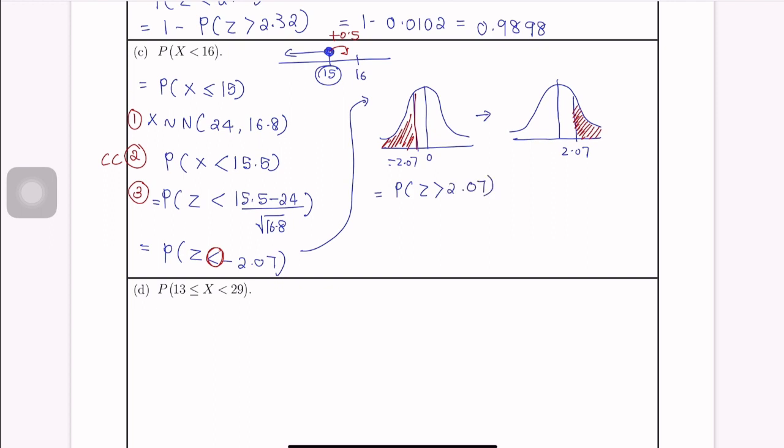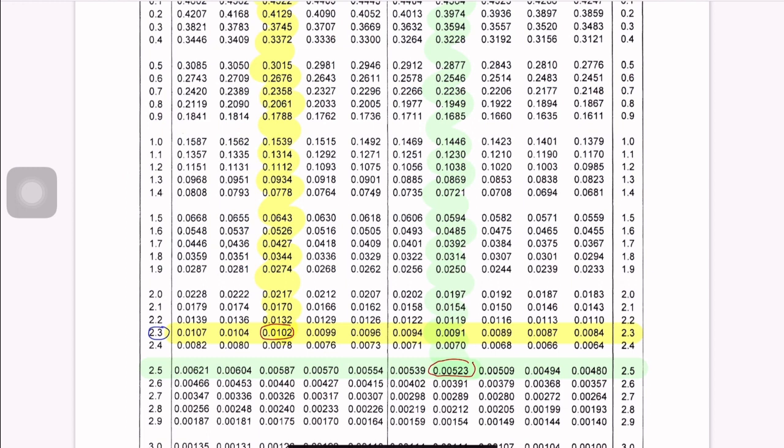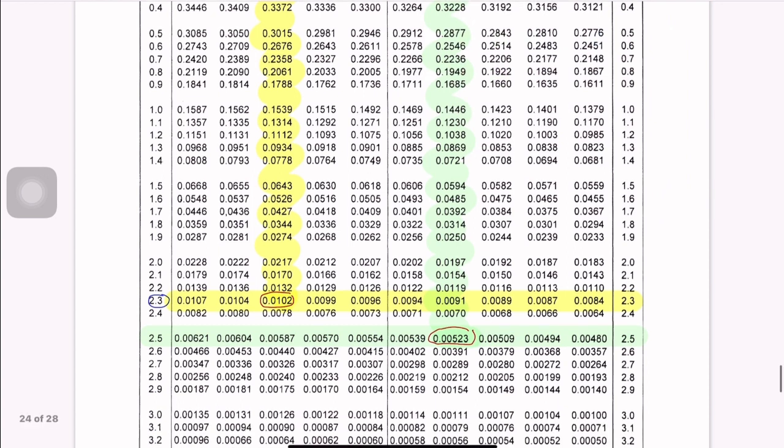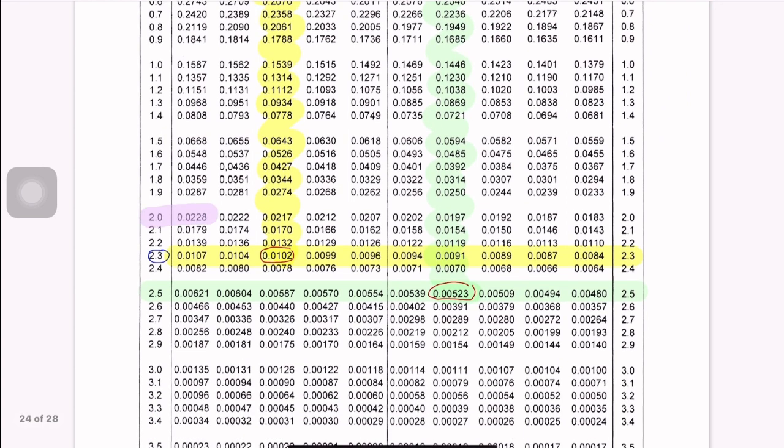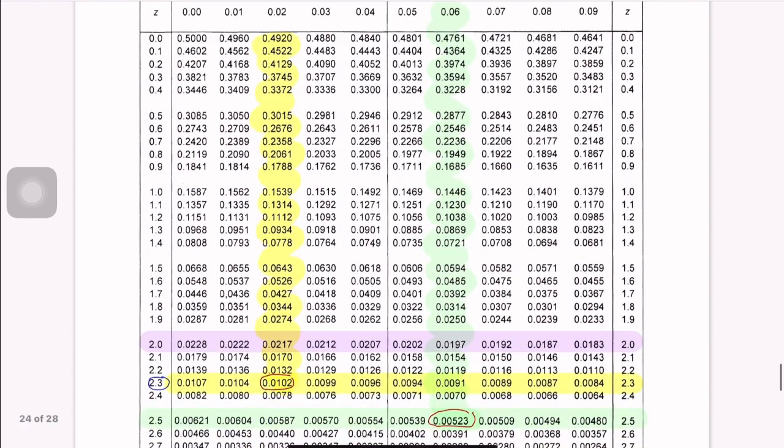And why do we need to change it to positive? Because the table only gives values greater than or greater than or equal to. It's just the same for normal. Then look at the normal table, 2.07. Okay, so let's change to purple. 2.07. So where is the 7? This one.